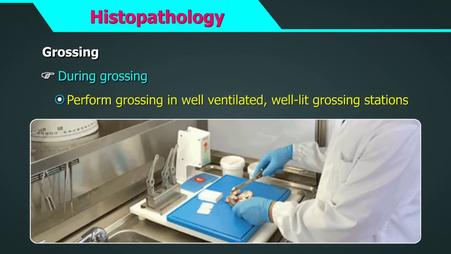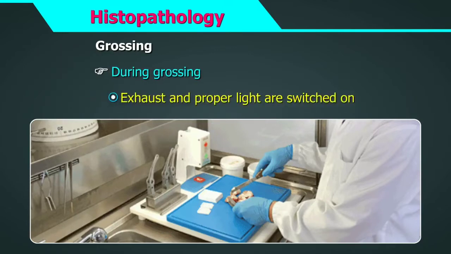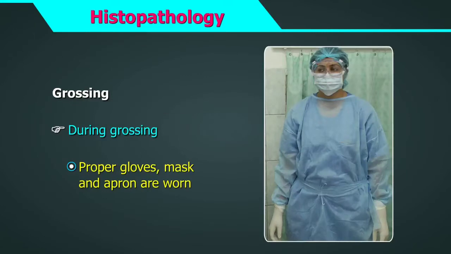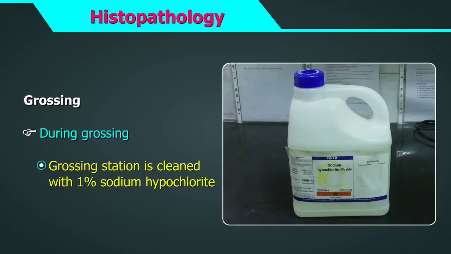It is ideal to perform grossing in well-ventilated, well-lit grossing stations. Exhaust and proper light should be switched on. Proper gloves, mask, and apron should be worn every day while grossing. Grossing station should be cleaned with 1% sodium hypochlorite daily after grossing.